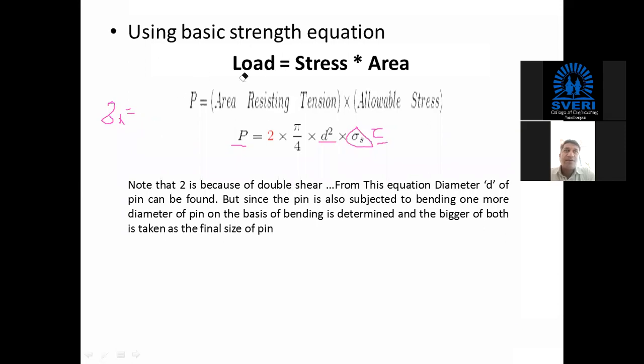So here we can write this formula as: sigma t is 2 times the shear stress. If it is not given in the problem statement, and if the allowable tensile stress is given, we can calculate this allowable shear stress with this formula. That value we can use here, and we can calculate the diameter of that pin.